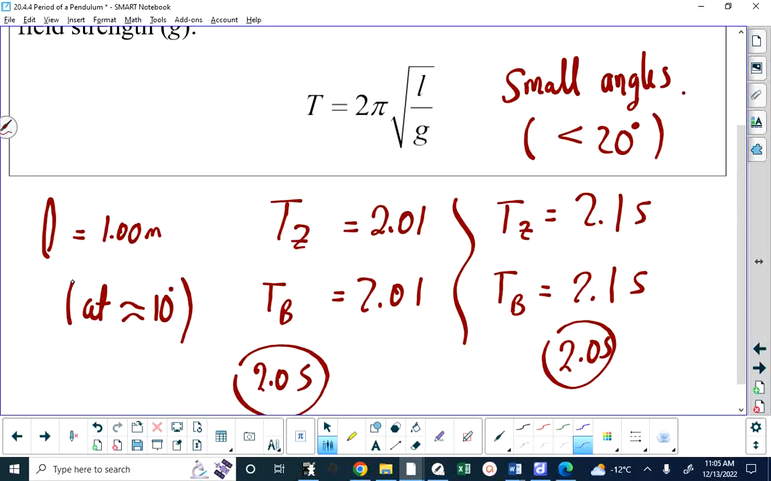And you might say to yourself, wow, 0.1 of a second, what's the big deal? The point is it's not giving you the right result. Okay.